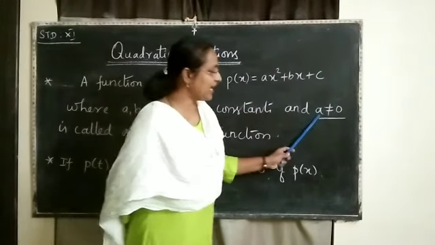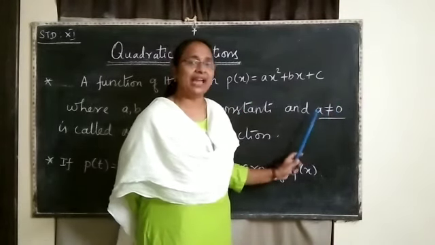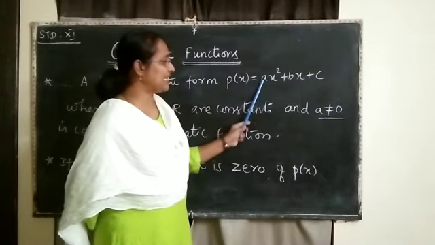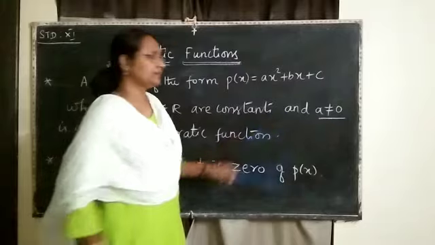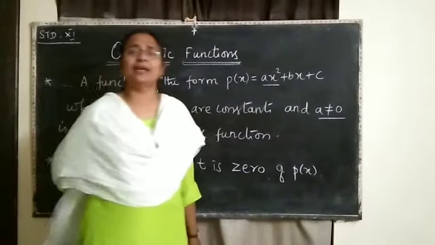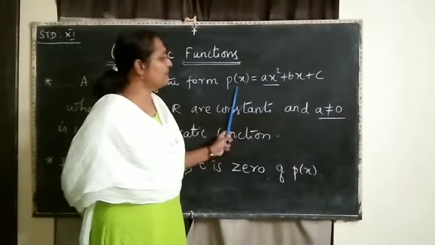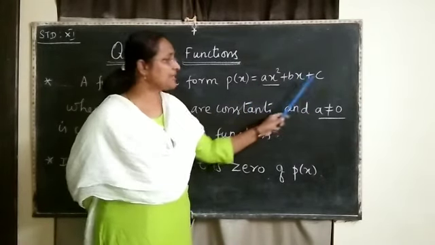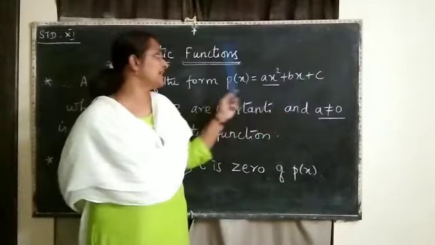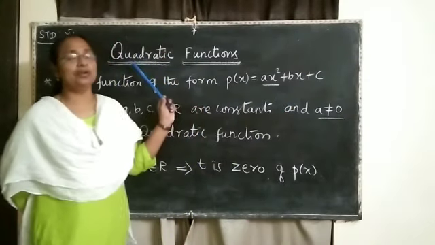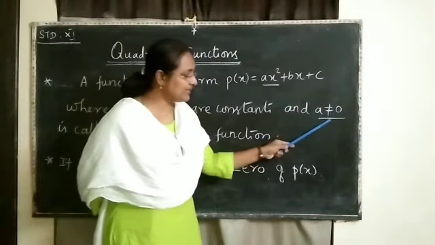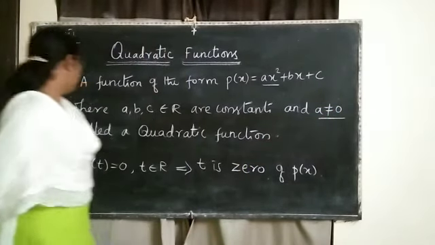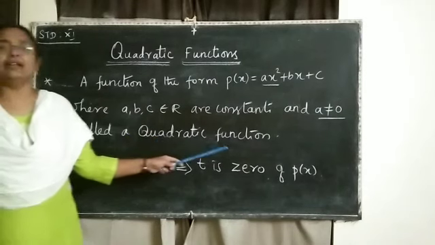Because if a takes the value 0, then we won't have this x squared term. Yes or no? 0 into x squared will become 0. So p of x will be equal to bx plus c alone. This bx plus c will not be termed a quadratic. So that's why very specifically we take a not equal to 0. Now this is called a quadratic function.